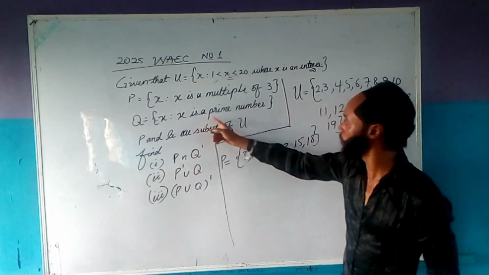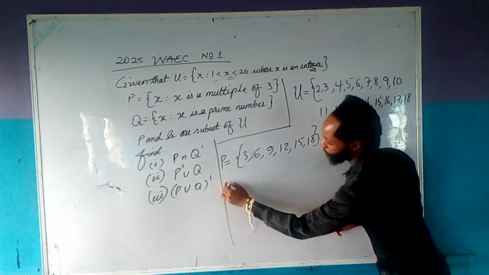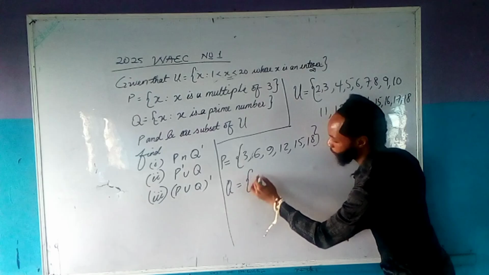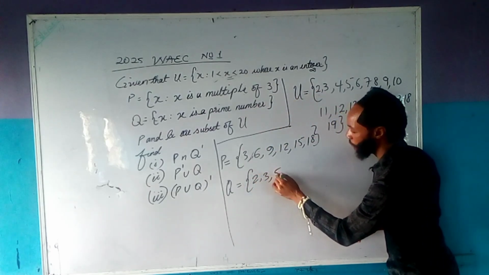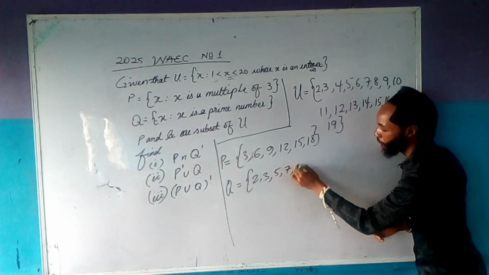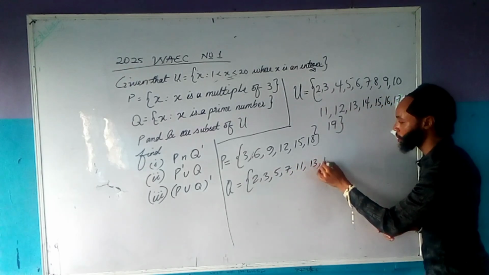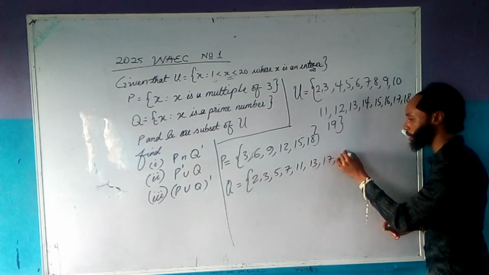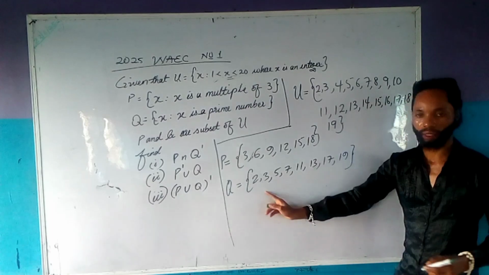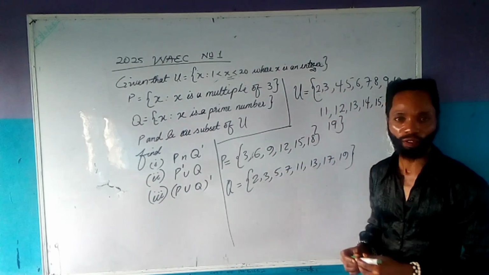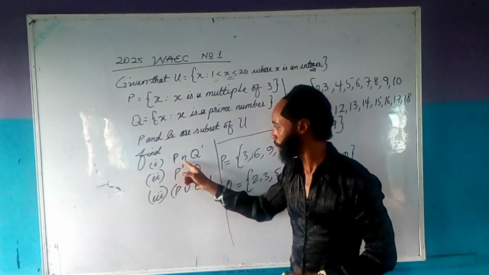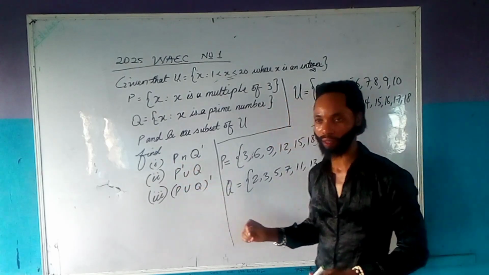Then we have our Q. We say Q is a prime number. So what are the prime numbers? Under this, it's going to be 2, 3, 5, 7, 11, 13, 17, and 19. These are the prime numbers. So we have our U, P, and Q. Now the first thing they ask us is P intersection Q complement.